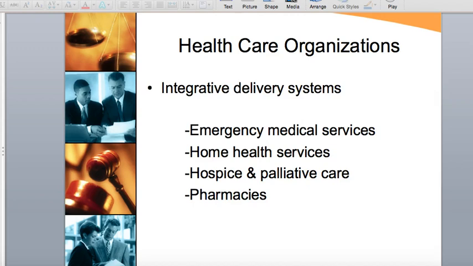And then there are also integrated delivery systems. These are newer healthcare organization models, in that there are a lot more developing to address the needs of patients across delivery systems. And these integrated delivery systems are meant to meet the gaps in services when care is not properly coordinated across a spectrum of healthcare services.